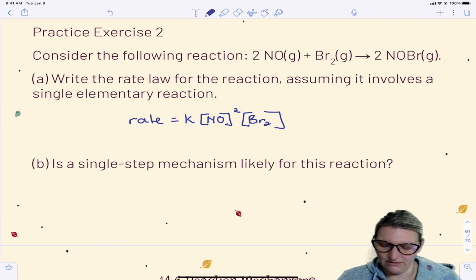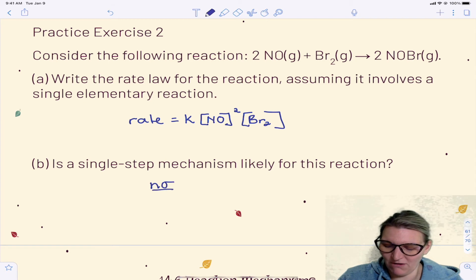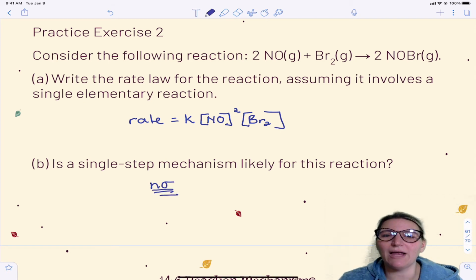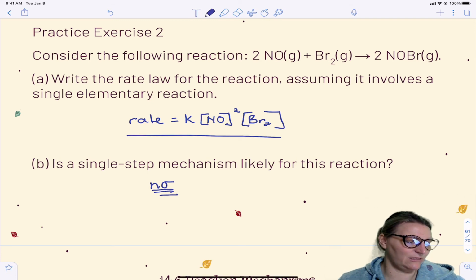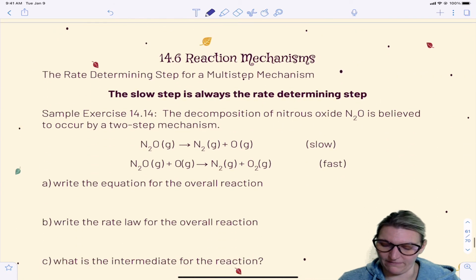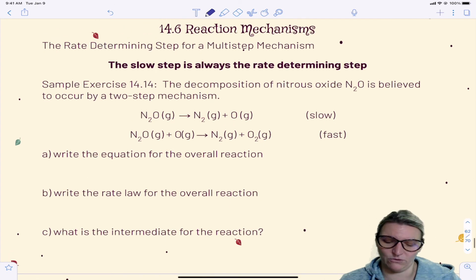And B says, do you think this is likely, that this is a single step mechanism? Not really. It's not likely. The reason is this would mean 3 molecules colliding at exactly the same time at exactly the right orientation. It's not impossible, but it is very rare. So if you see a rate law looking like that, chances are that it is a multi-step mechanism, just because 3 molecules colliding is so rare.